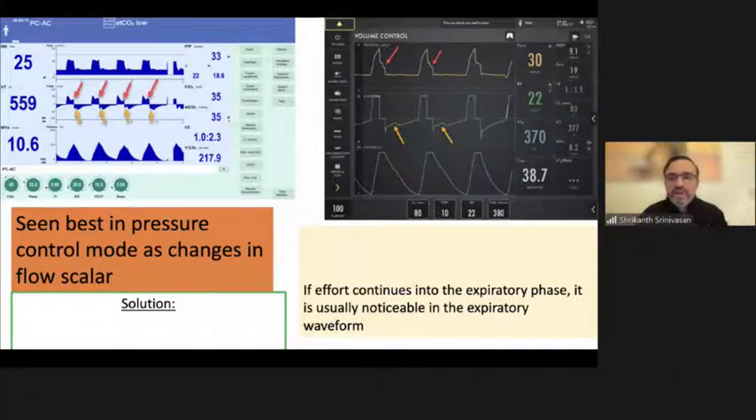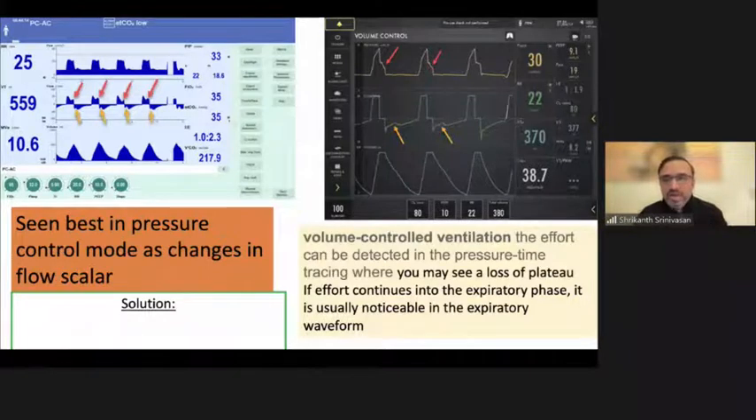So this is how we find out that in a volume control mode there's reverse triggering. Either there will be loss of the plateau pressure curve, or if it occurs in a later part of the cycle, you can see something in the flow waveform like early cycling. I'll show you what early cycling is in the subsequent slides. If you see a positive deflection in the flow waveform, it also suggests reverse triggering. And if these two phenomena occur in a deeply sedated or paralyzed patient, it is reverse triggering.